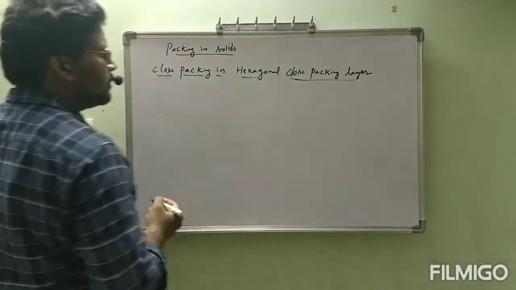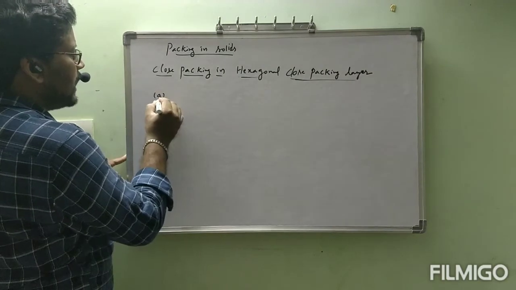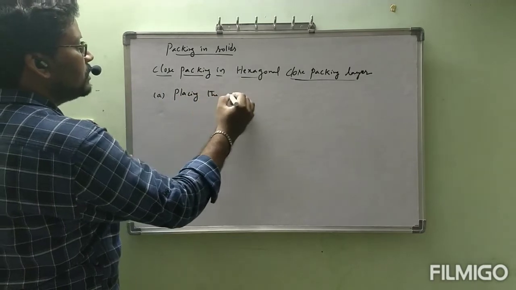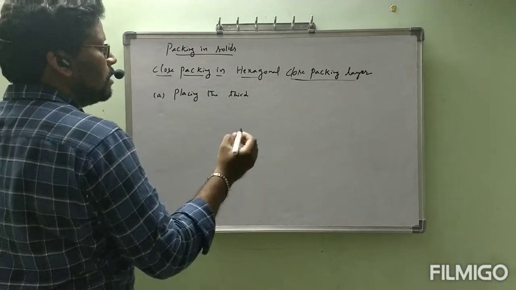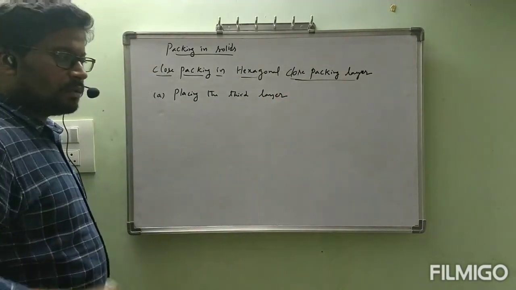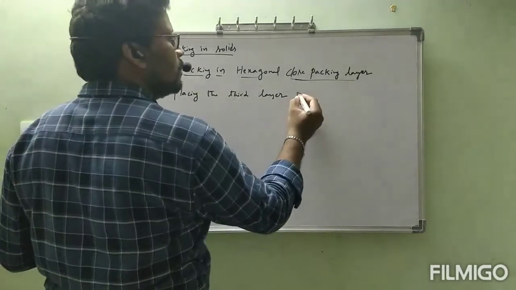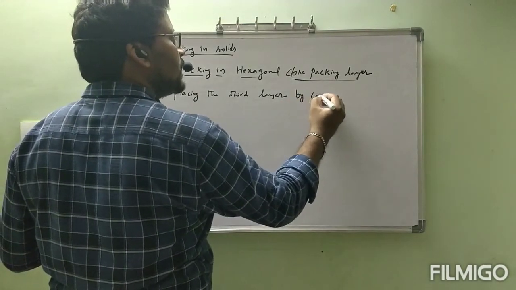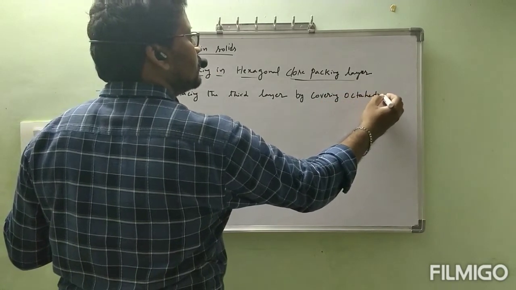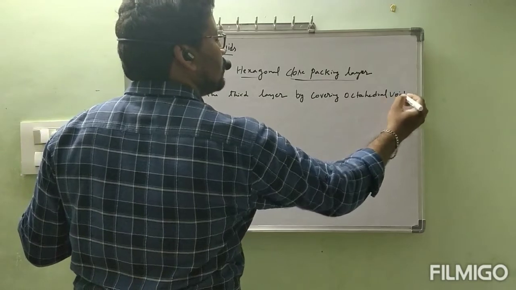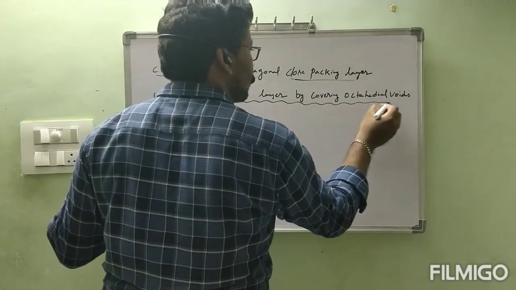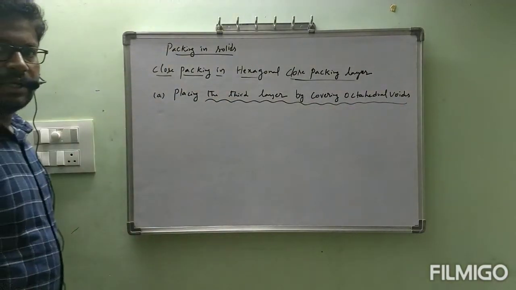Next side heading, A, placing the third layer by covering octahedral voids. You will understand easily, no problem.